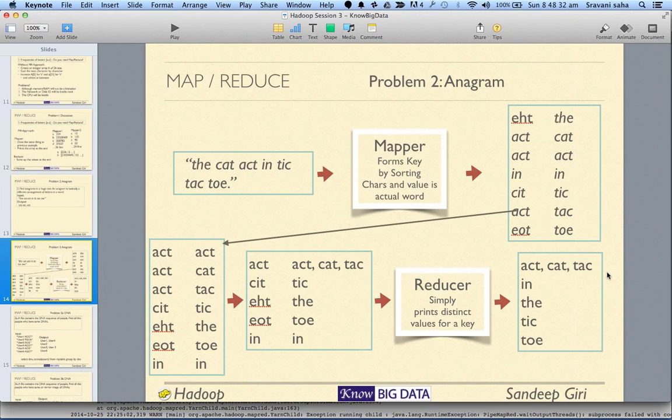So, did you try to attempt the anagram problem? What was your solution to anagram? How do you find anagrams in the big text?